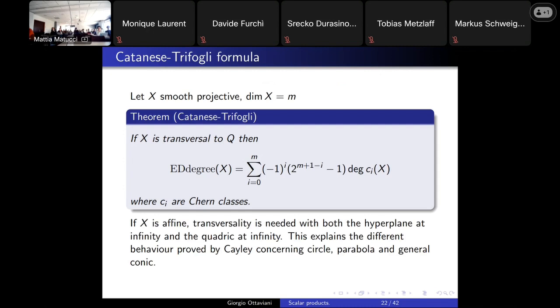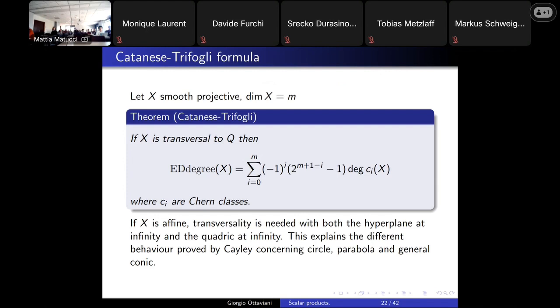And this is projective. When x is affine, you have to compute on the cone, but still the formula is true. But you have to add the transversality with both the hyperplane at infinity and the quadric at infinity. And this explains exactly what I was telling you about circle, parabola, and general conic, which gives a different behavior. Now you understand why yesterday I was so pedantic in showing that if the quadric changes, then the invariance can change and the geometrical situation changes.